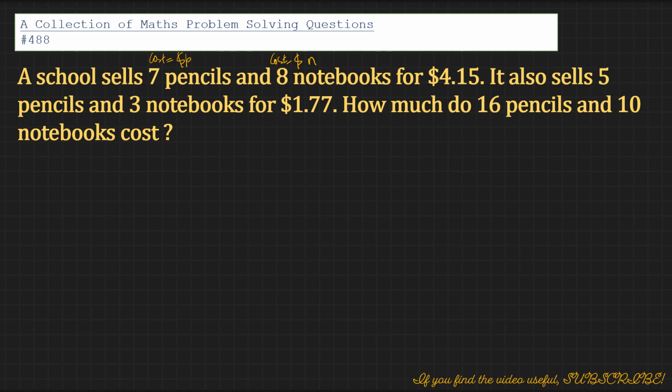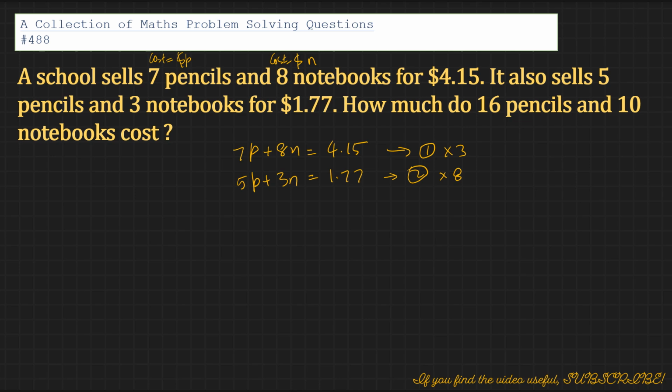Okay, so then the cost of 7 pencils and 8 notebooks, we can write as 7P plus 8N equals 4.15, and this is my equation 1. And then 5 pencils, so 5P plus 3N equals 1.77, and that's my equation 2. So then all I have to do is cancel one of these terms. I could multiply equation 1 by 3 and equation 2 by 8 to cancel out the N, or you can cancel the P and it would be the same thing.